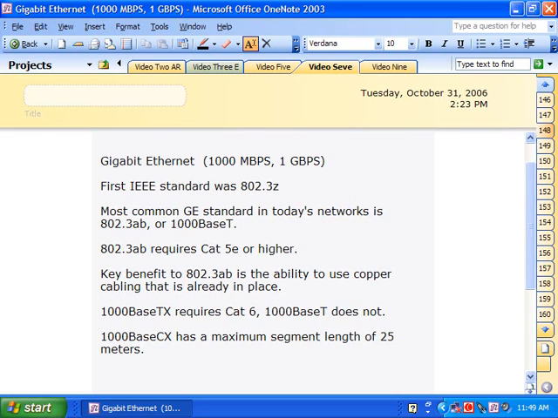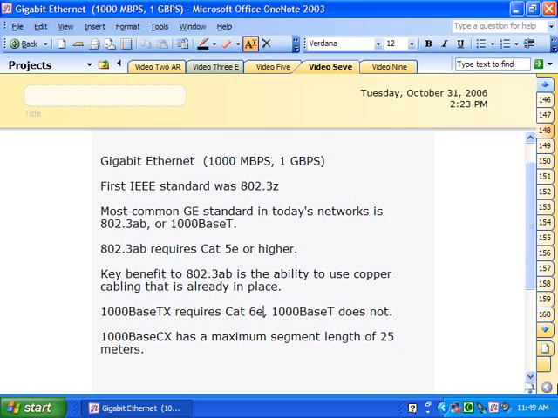Now, there are a couple of warnings here I want to give you at the bottom regarding a couple of other gig Ethernet standards. 1000 Base-TX, again, requires Category 6, and actually we'll go ahead and put 6e there. That requires a minimum of 6e. 1000 Base-T does not. It will actually work with the Cat5e cable.